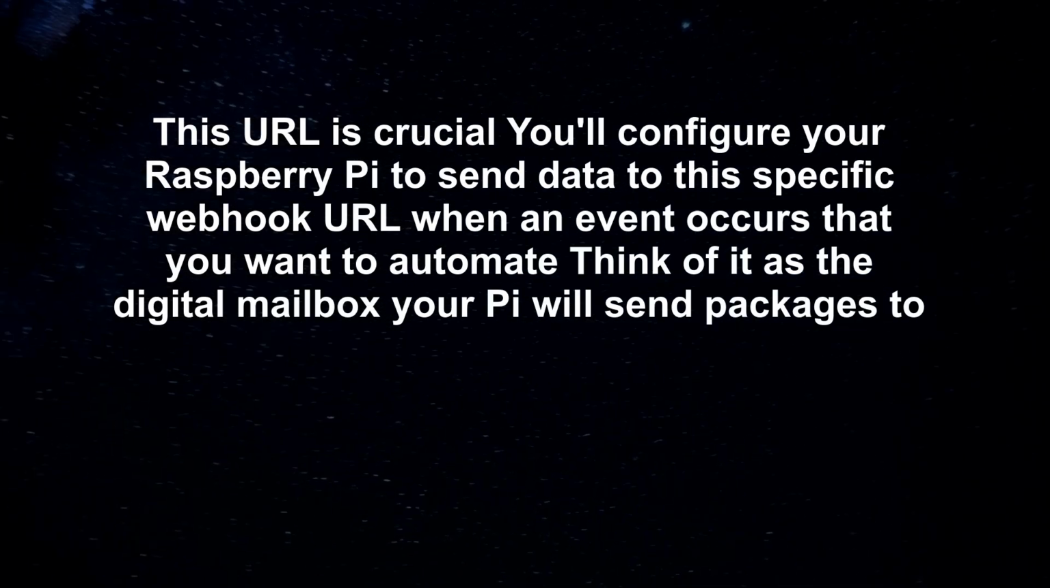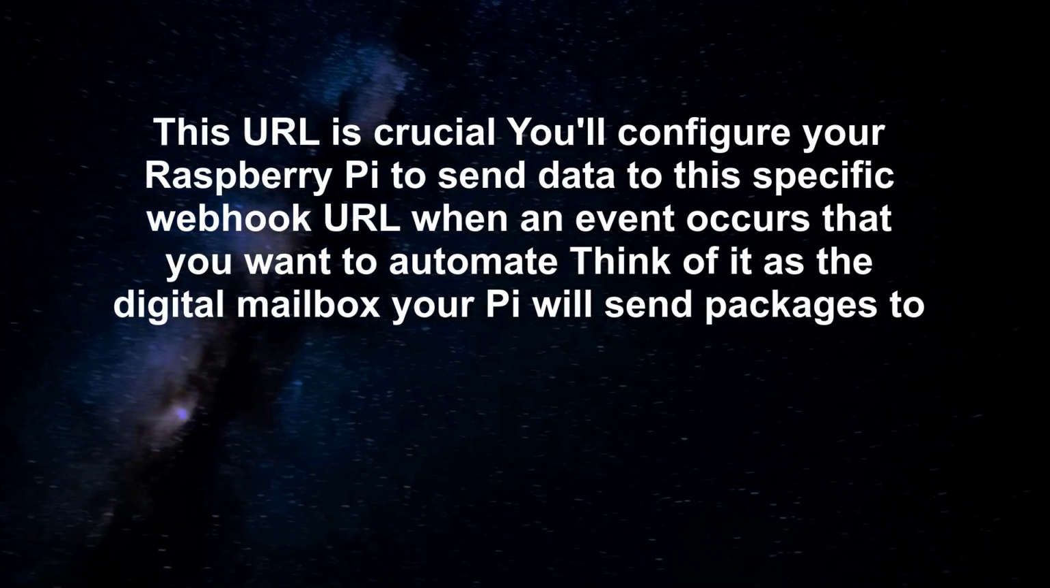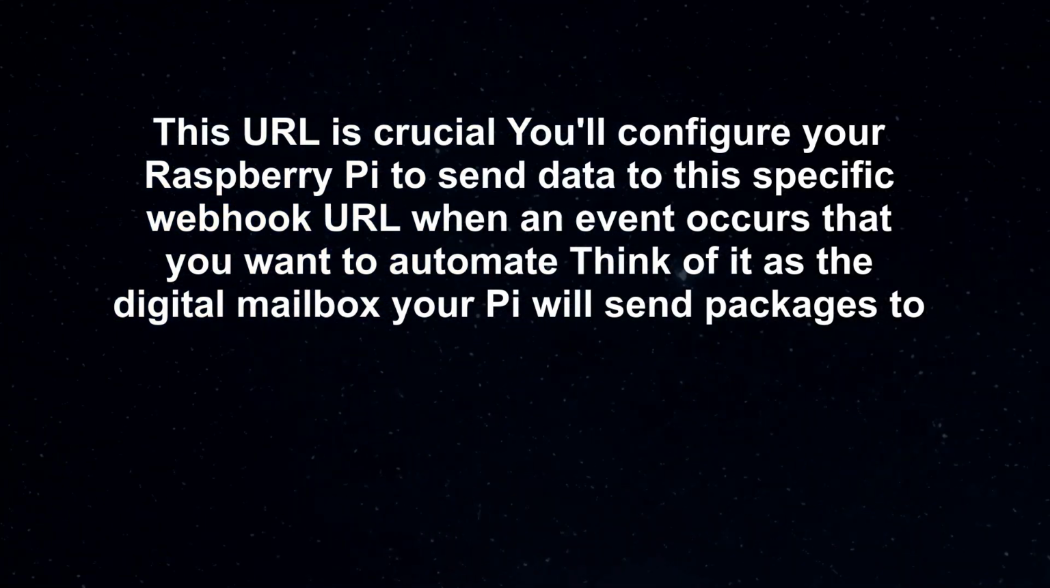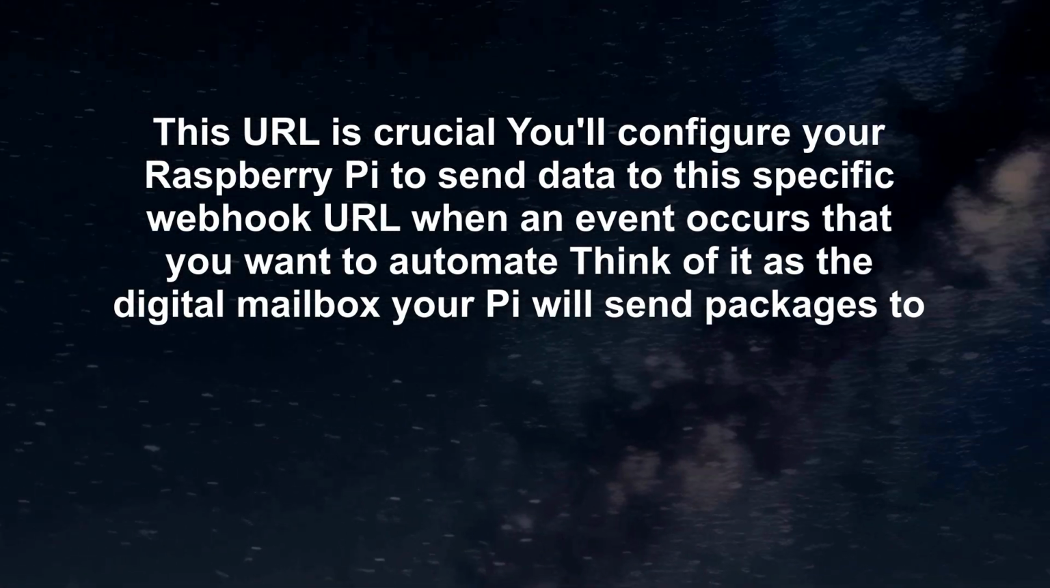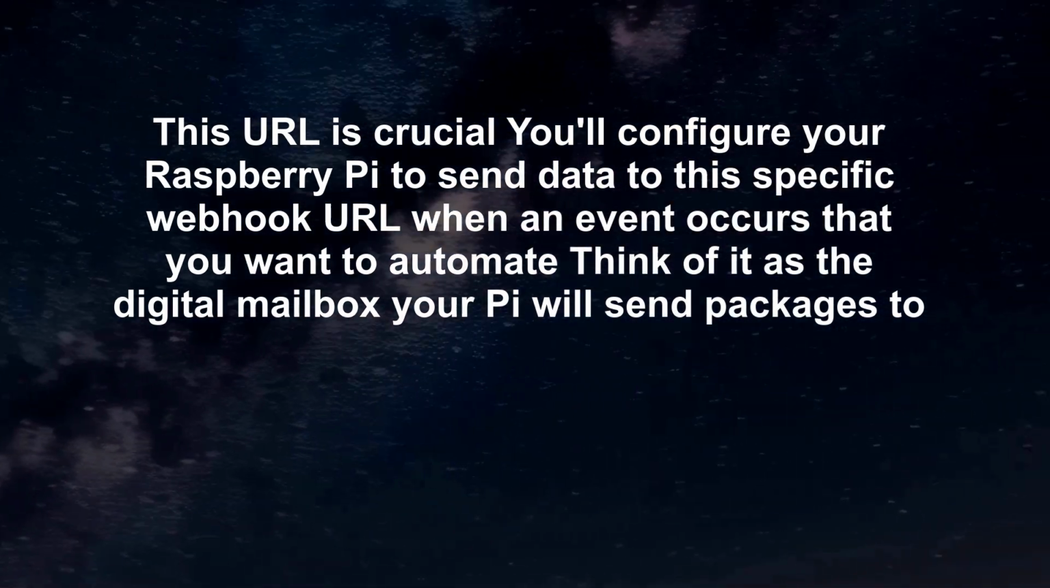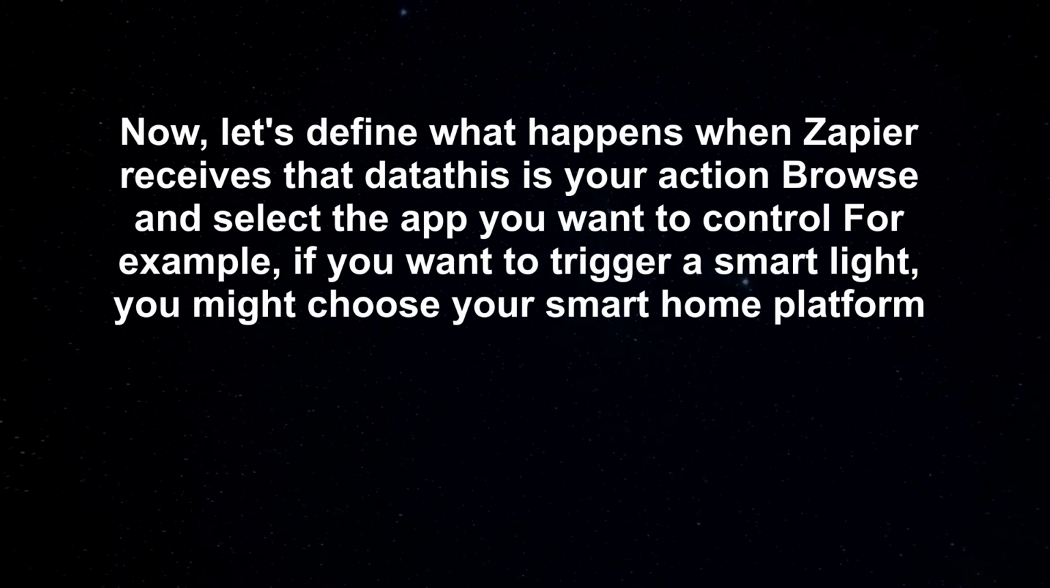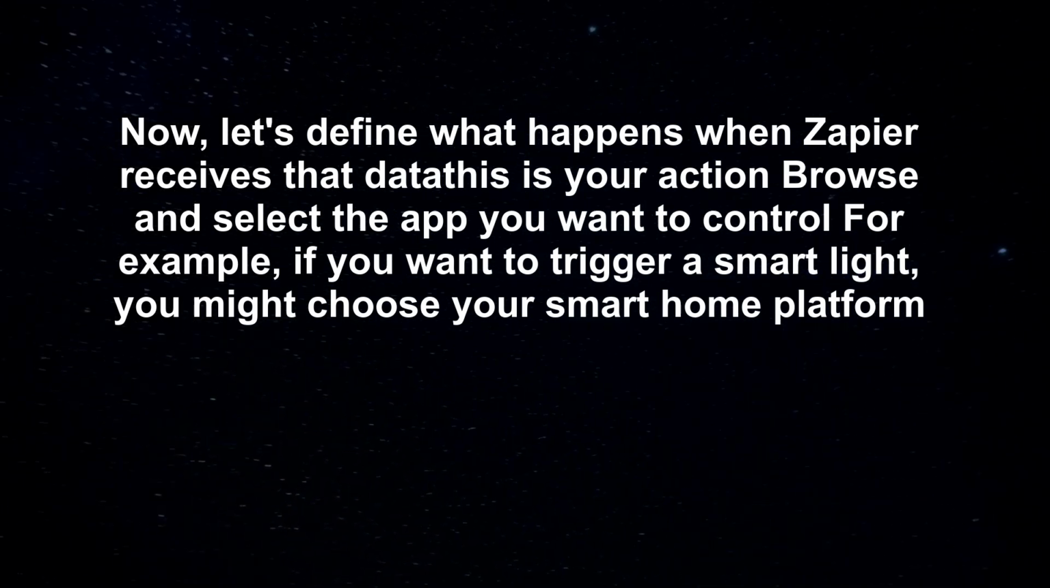This URL is crucial. You'll configure your Raspberry Pi to send data to this specific webhook URL when an event occurs that you want to automate. Think of it as the digital mailbox your Pi will send packages to.